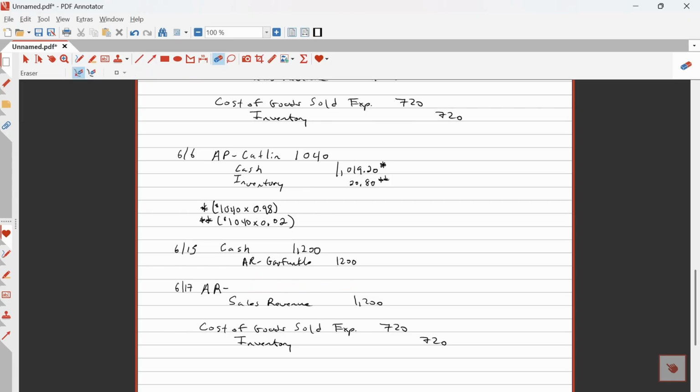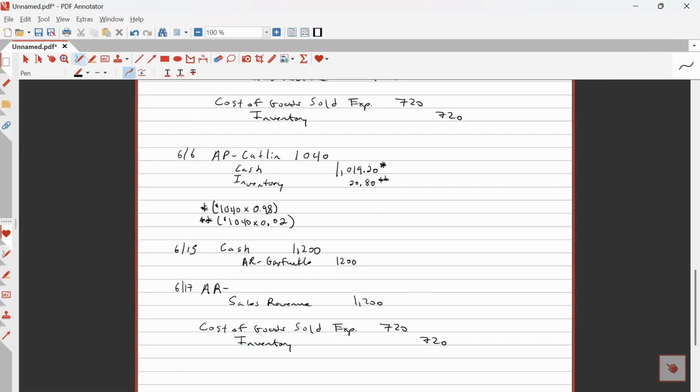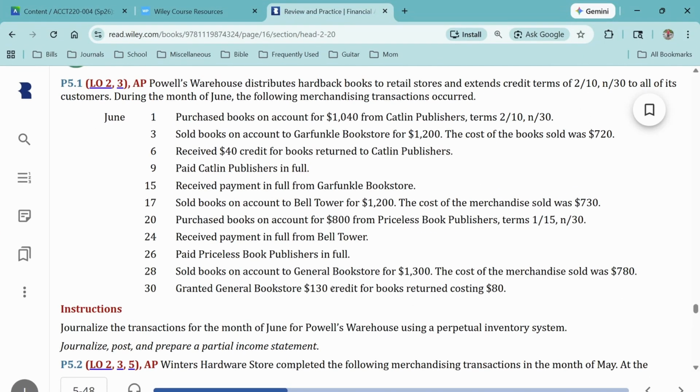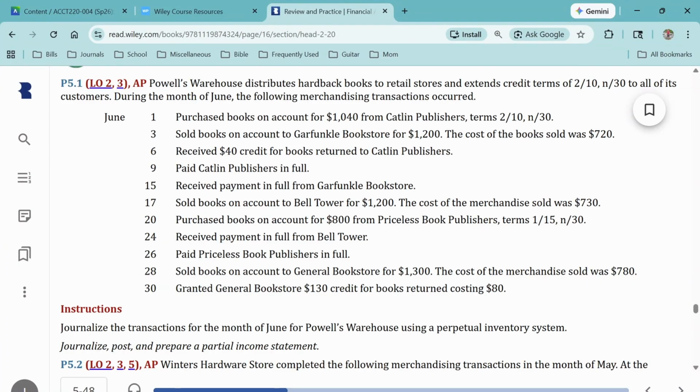When you sell on account, or even if you sell for cash, there's always 2 journal entries. We just have a different account receivable with a different person. And then was it $1,200 again? Yeah, it was $1,200, so this is the same. And the name was Bell Tower. And then the cost of the merchandise sold to them when we originally bought it, $730.